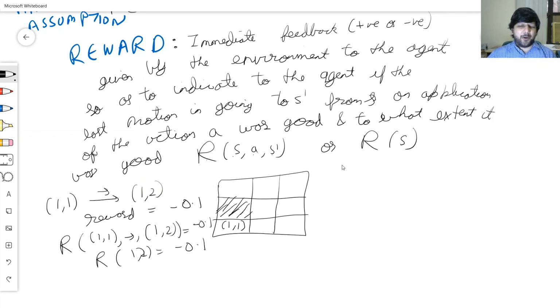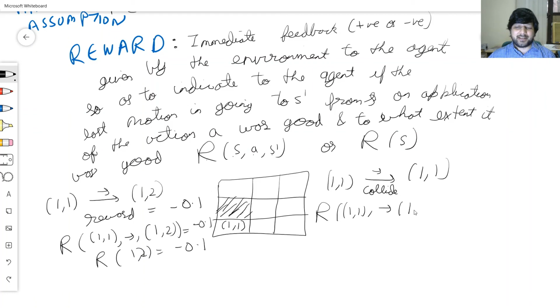However, sometimes what can happen is from 1, 1, I do take a right. However, this time I collide, and of course, it's not that you will reach 1, 2. You won't reach here. After collision, you will stay as it is over here. So I say 1, 1, and I write that I collide. So I say the reward in going from 1, 1 by the action right, staying at 1, 1 with a collision, of course, is equal to minus 1000. Very bad. You collide. Absolutely bad.